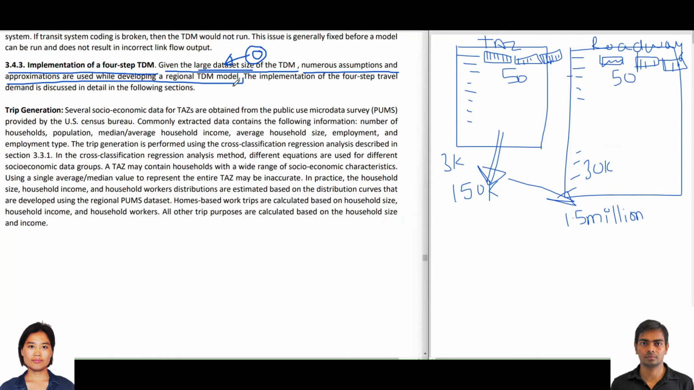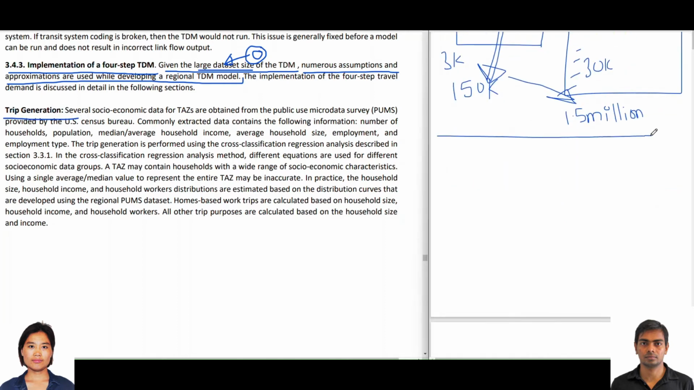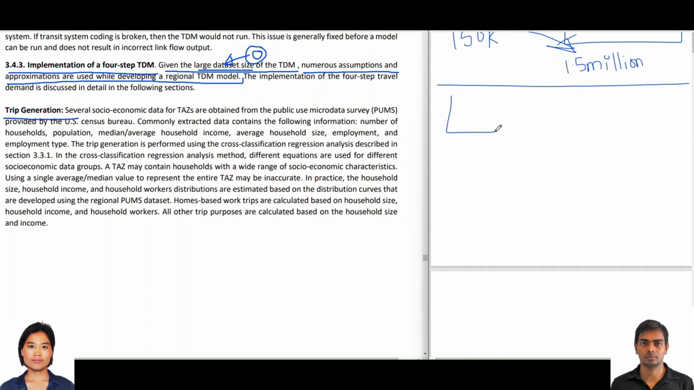So that's point number one, which is valid for all the steps we are going to discuss, not only for trip generation. The first step in the four-step travel demand model is trip generation. Now to get trip generation, if we remember our theory, what we need is TAZ attributes or TAZ characteristics.